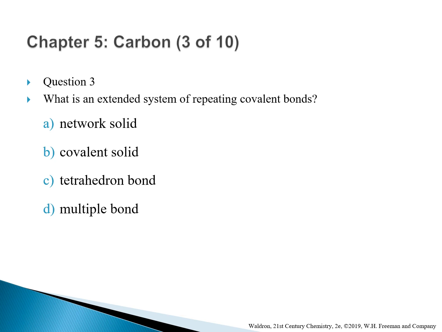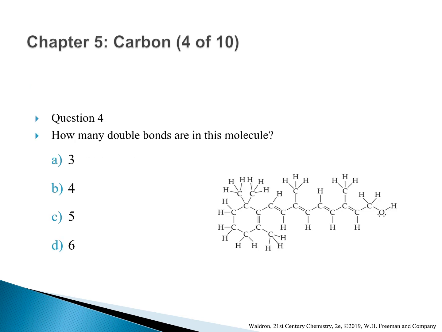A. Network solid. B. Covalent solid. C. Tetrahedron bond. D. Multiple bond. Please pause your video here. The correct answer is A. Network solid. A solid like a diamond that has an extended system of repeating covalent bonds is a network solid by definition.